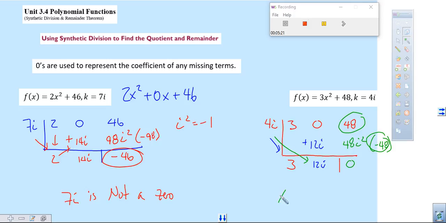So in that case, x is equal to 4i. That is one of my solutions. All right, so play around with homework 3.4 based upon these videos, and we'll keep building on this. Send me questions when you have them.